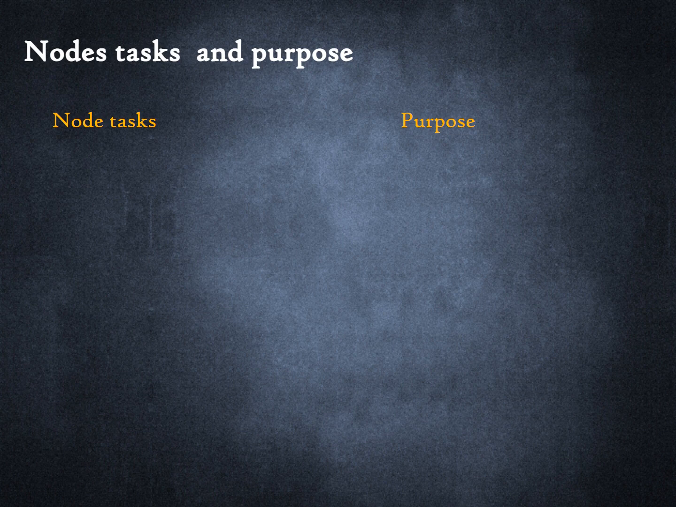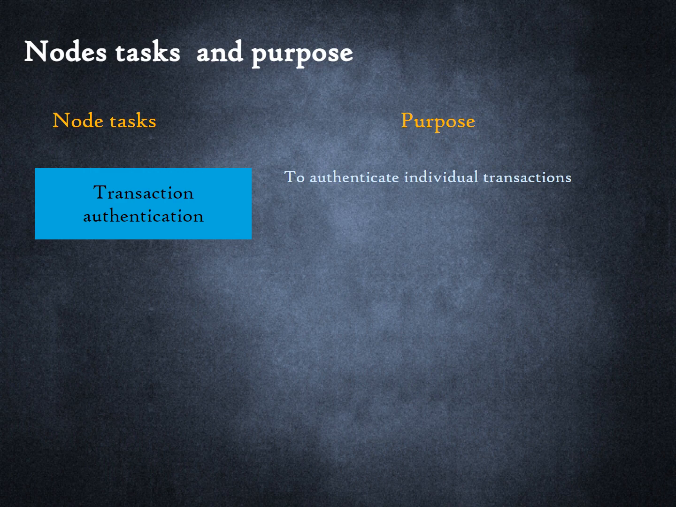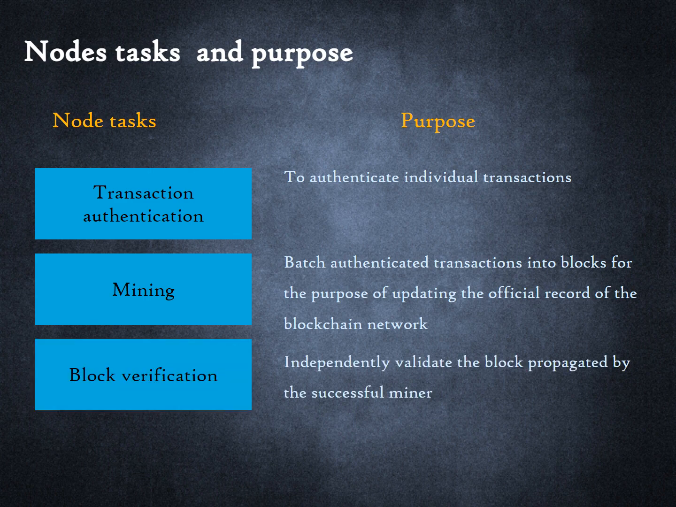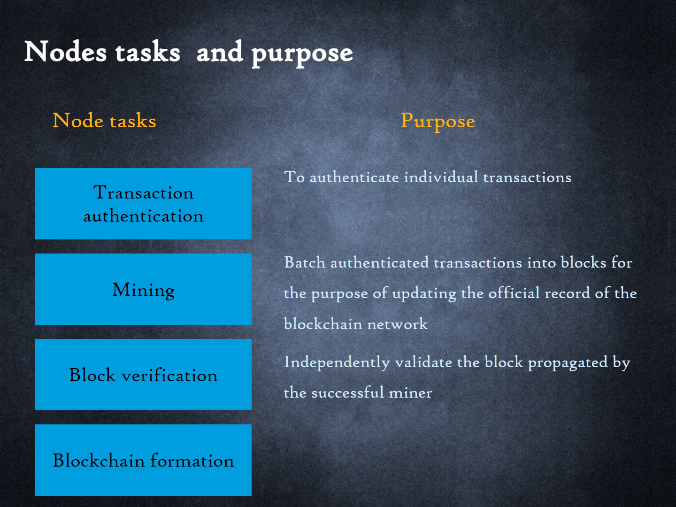Before proceeding further, let us recap the functions performed by the nodes. First, is transaction verification. The purpose of this function is to authenticate individual transactions. Second, is mining or transaction confirmation. The purpose of this step is to batch transactions into blocks for the purpose of updating the official record of the blockchain network. Third, is block verification. The purpose of this step is to independently validate the block propagated by the successful miner. There is a final step, which is adding the block to the existing chain of blocks. In this lesson, we will learn about this final step.